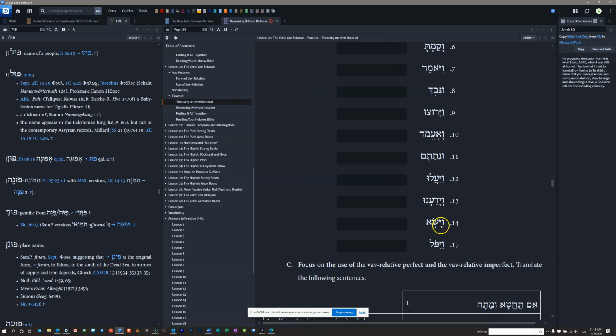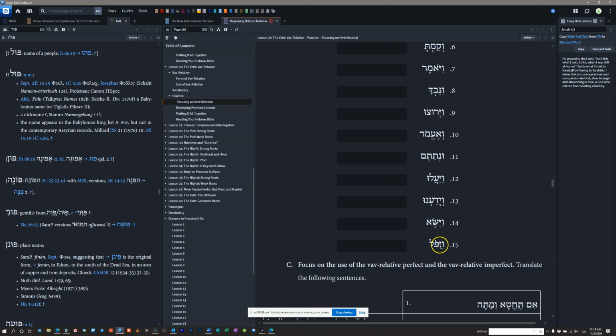Number 14, Vayisa. Okay. Well, Nasa is our root. Got a Vav relative on a prefixed form. The Yod prefix with no suffix indicates 3MS, so this is basically, and he took up. He lifted. Something like that. So Alah is to go up, Nasa is to lift up or to take up.